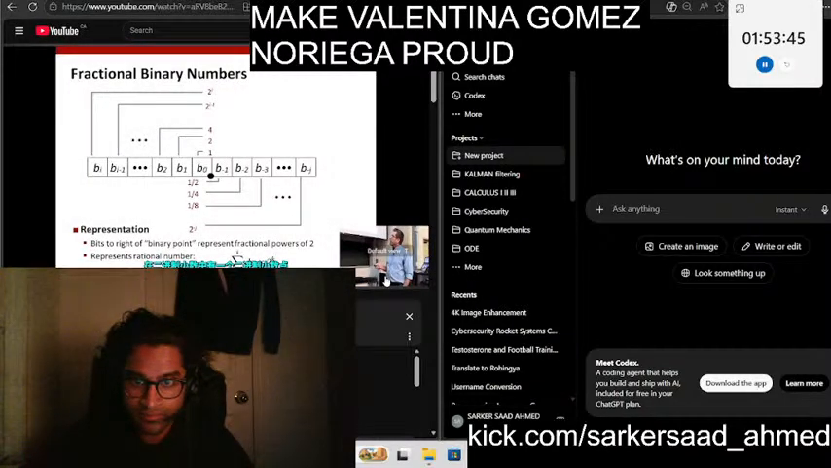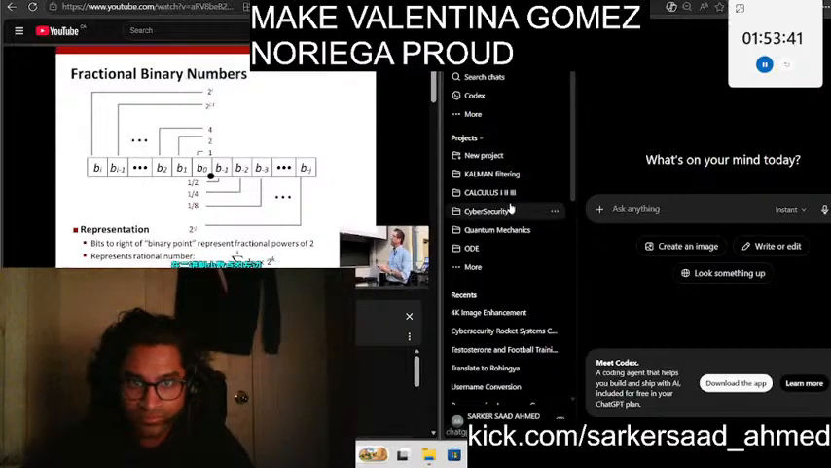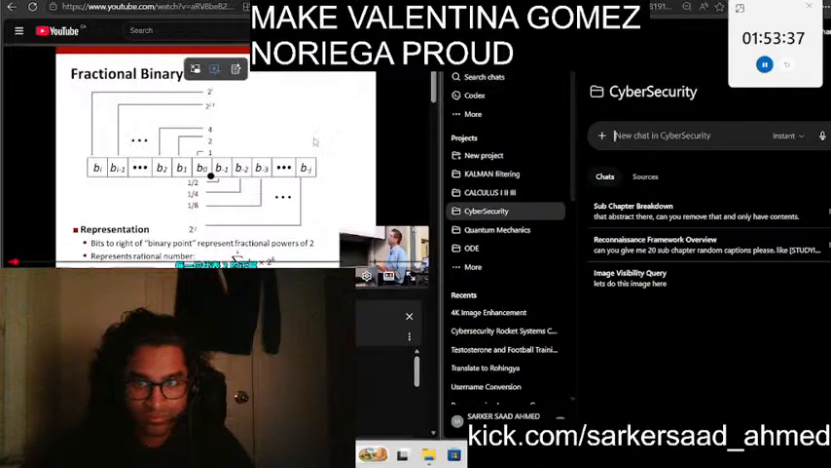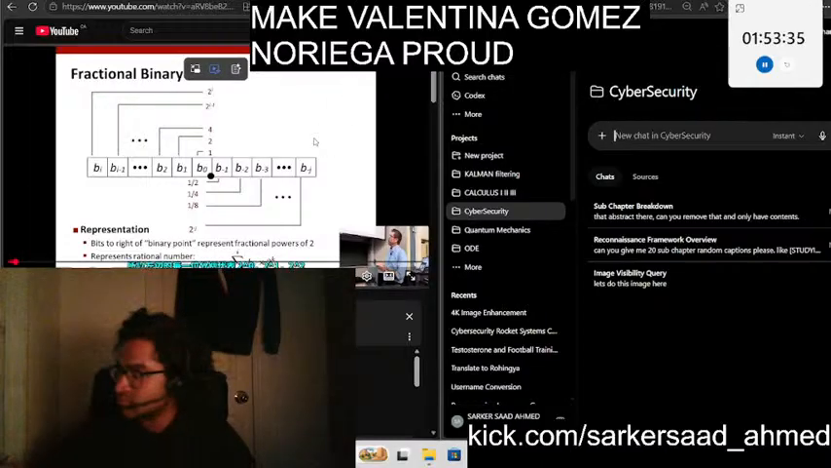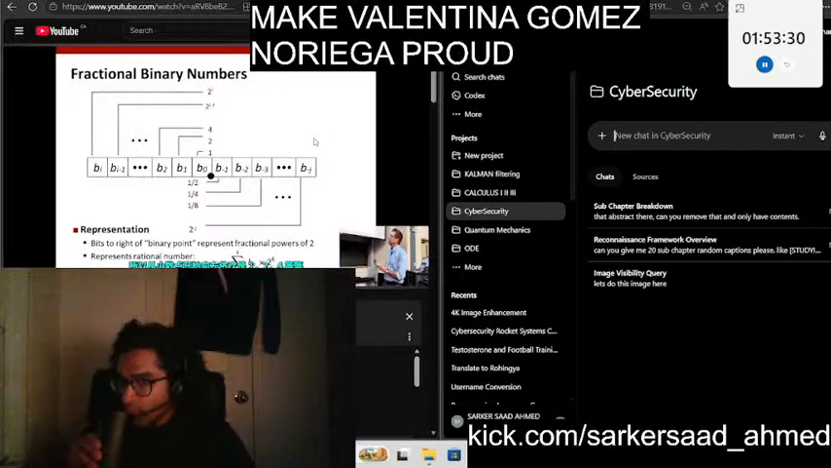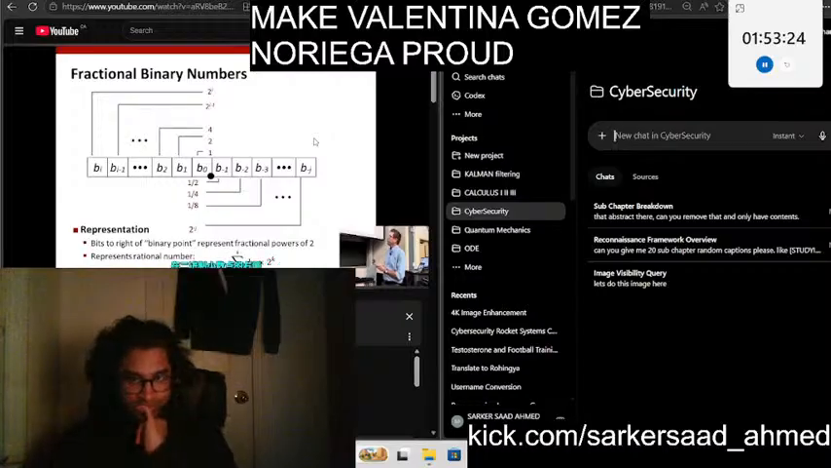So in this case, it's a binary point, and to the left of the binary point, you have bit positions representing powers of 2, so 2 to the 0, 2 to the 1, 2 to the 2. So 1, 2, 4, and so on. And to the right of the binary point.